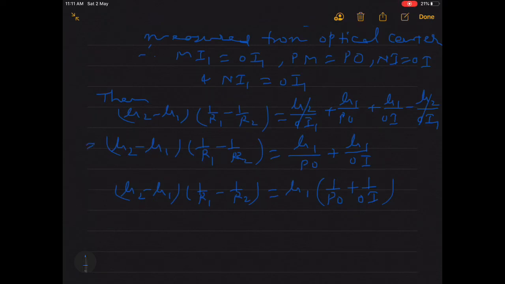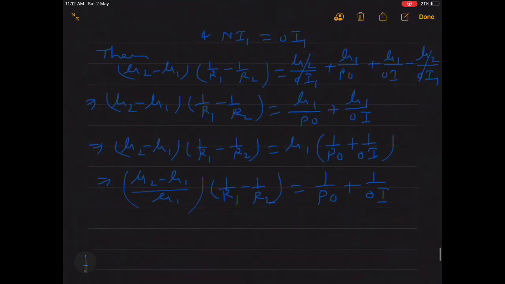If we divide this μ1 to the left side, then ((μ2 − μ1)/μ1)(1/R1 − 1/R2) is equal to 1/PO plus 1/OI. Then you can see μ2/μ1 minus 1. If you separate this, μ2 upon μ1 is μ21, and μ1 upon μ1 is 1. So it comes to (μ21 − 1)(1/R1 − 1/R2) is equal to 1/PO plus 1/OI.